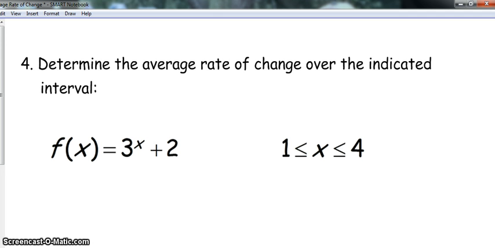Determine the average rate of change over this interval. No trick this time. It's exponential. You have to calculate it. Go ahead and give it a try. Hit pause and then come back to me.